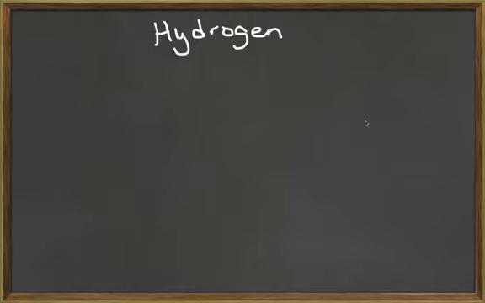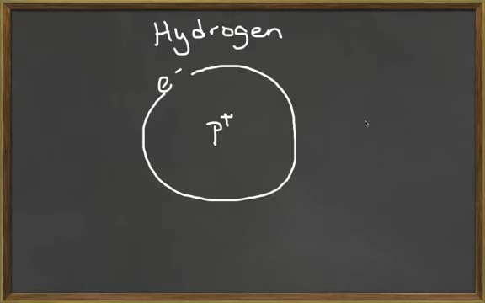Hydrogen, which is the simplest atom, contains one proton in its nucleus and one electron that orbits around the nucleus. Hydrogen does not usually have a neutron in its nucleus, but all atoms other than hydrogen have both neutrons and protons in their nuclei.